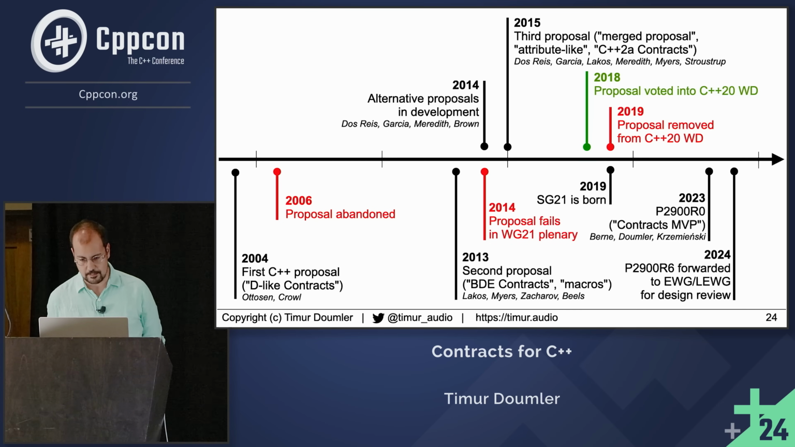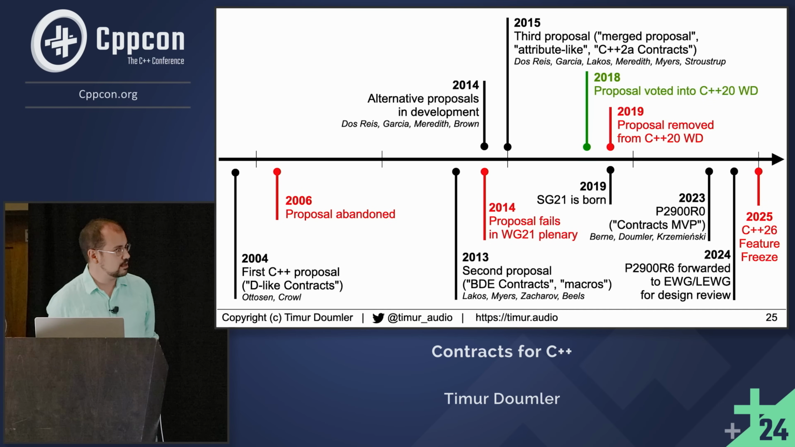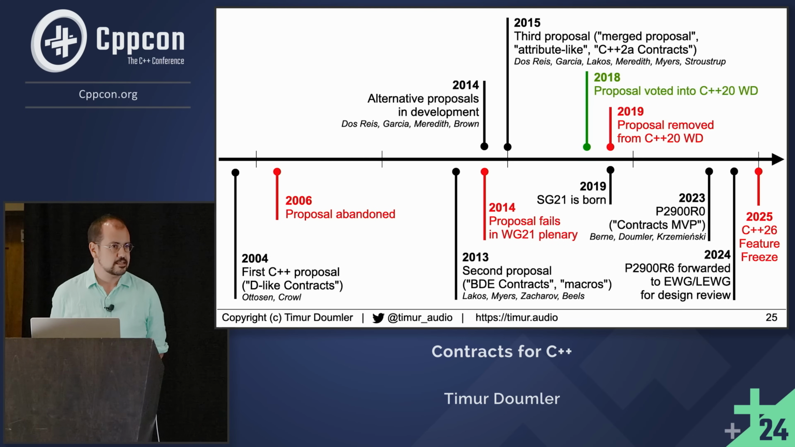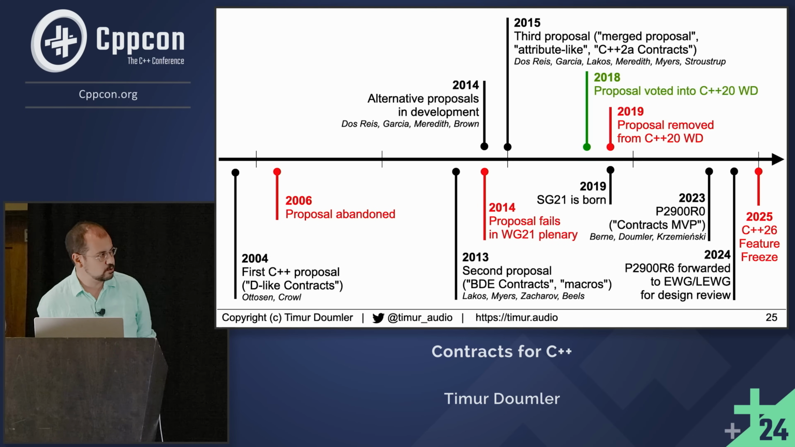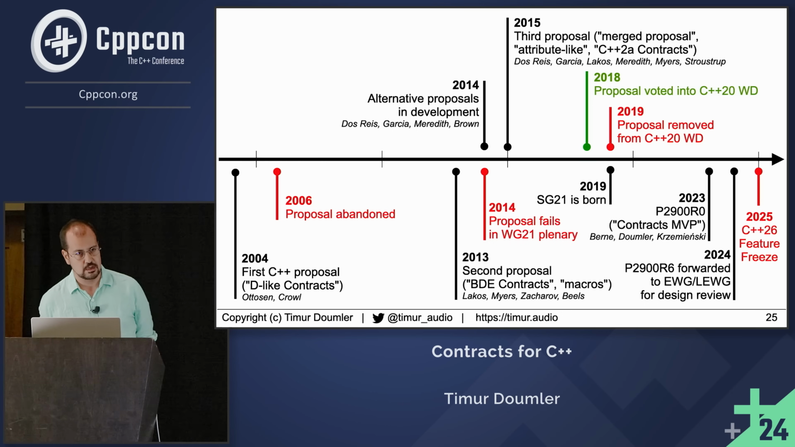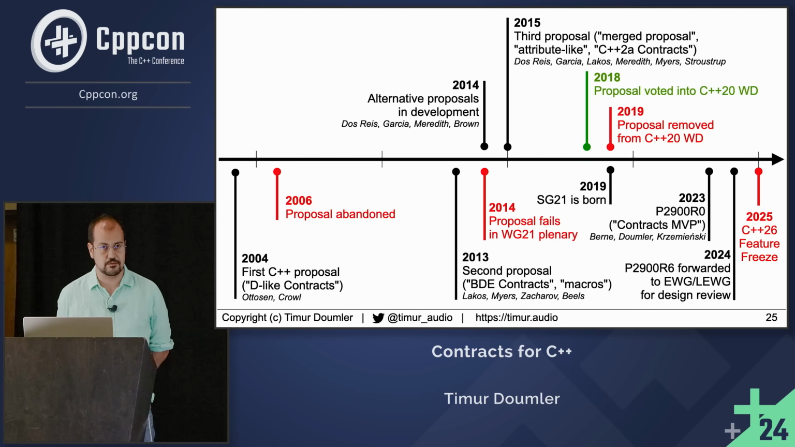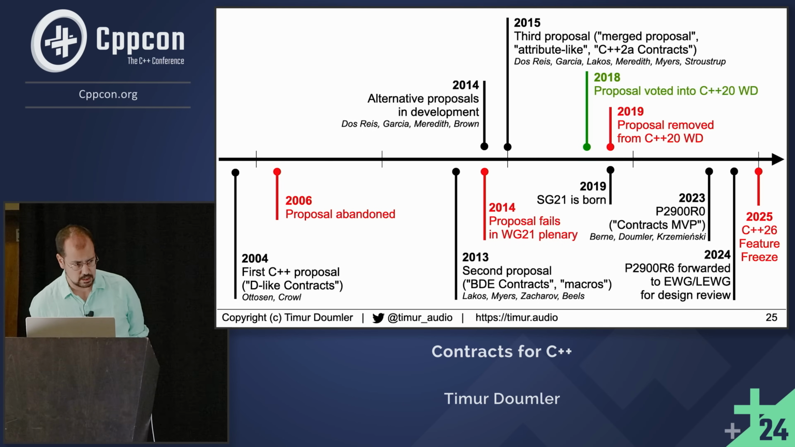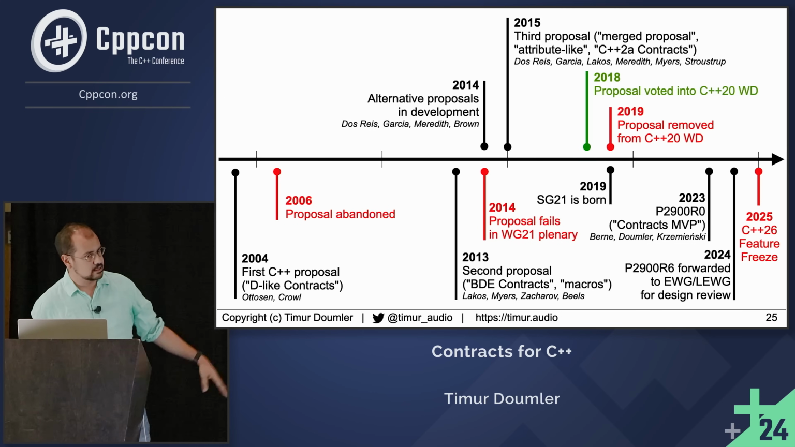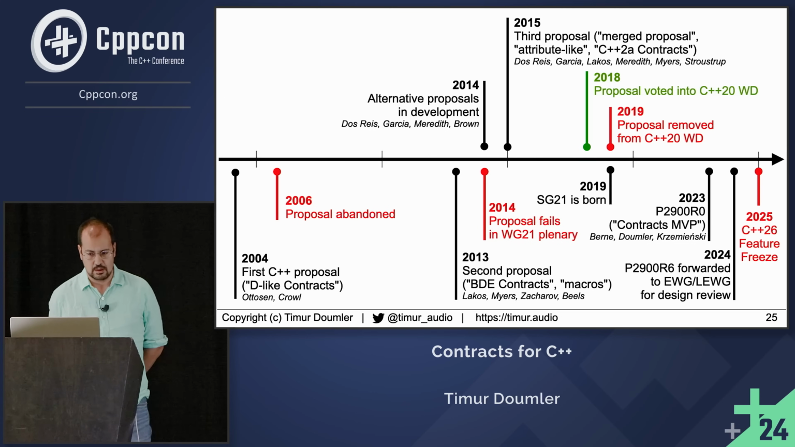And we are a bit less than a year away, I believe, from feature freeze for C++26. So as we will see, there are a few things to iron out still, but I'm an optimist. I think we have enough time to do that and to get this feature hopefully into C++26 before feature freeze. But why did it take so long? Why did it take 20 years to come up with this proposal?